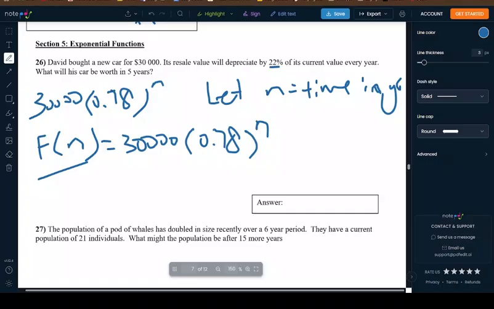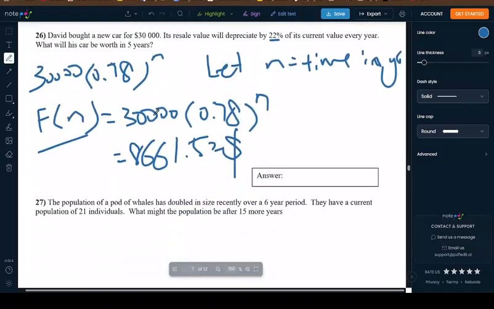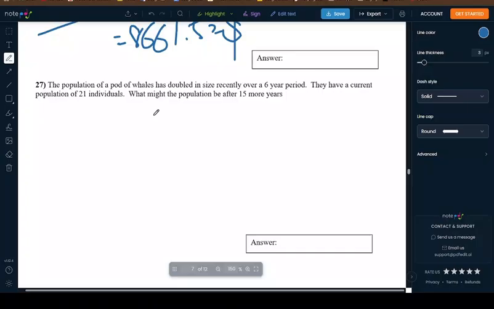Alright, 0.78 to the 5th power times 30k. Wow, the car is really worth almost nothing. It's worth $8,661. Does it say how many decimal places? No, it doesn't. So we will just round it to 2 decimal places, 52. Put our dollar sign here. Just saying, this question is a little wrong because your resale value actually depends on how many kilometers you drive on the car.